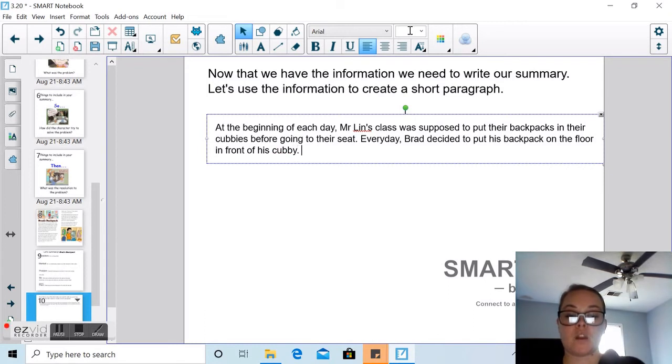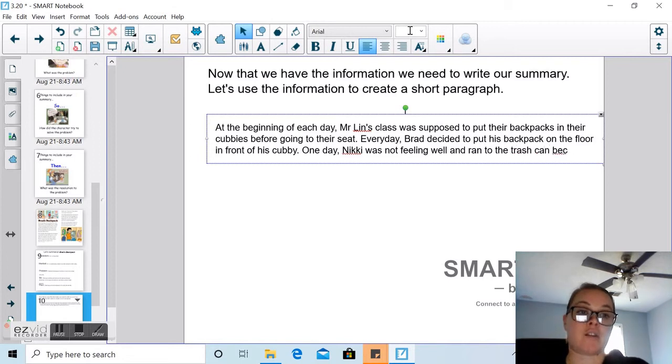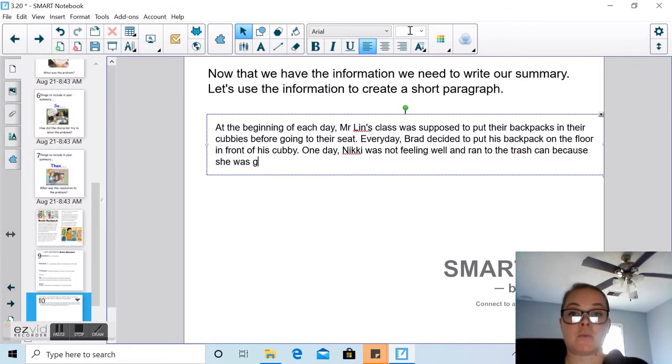One day, Nikki was not feeling well and ran to the trash can because she was going to be sick. On her way to the trash can, Nikki threw up on Brad's backpack.